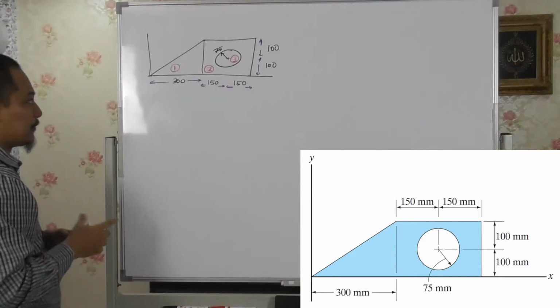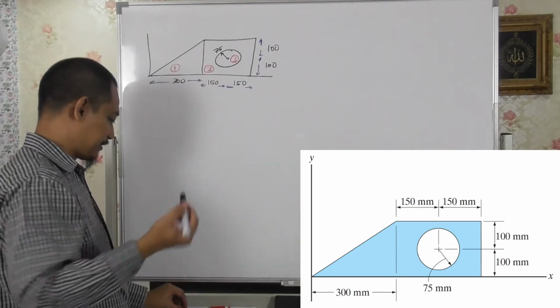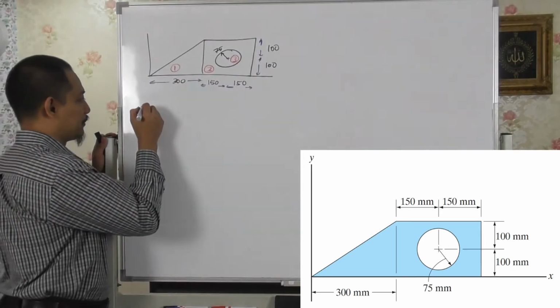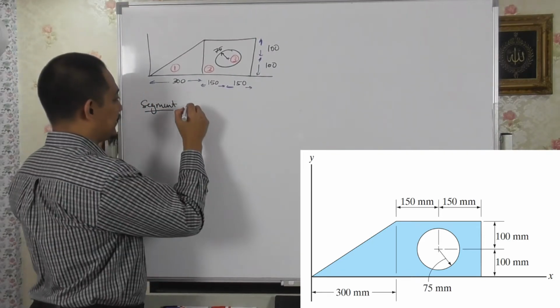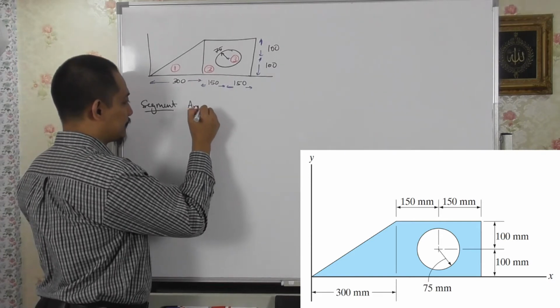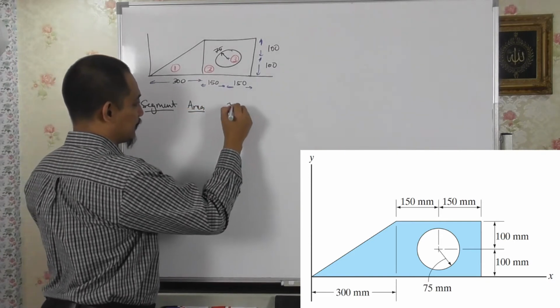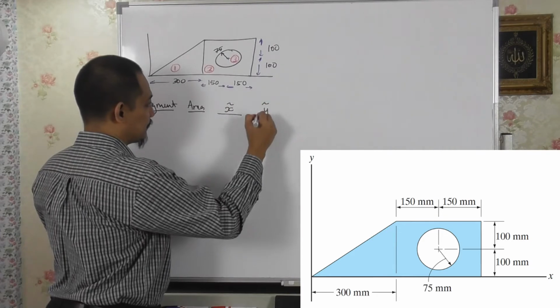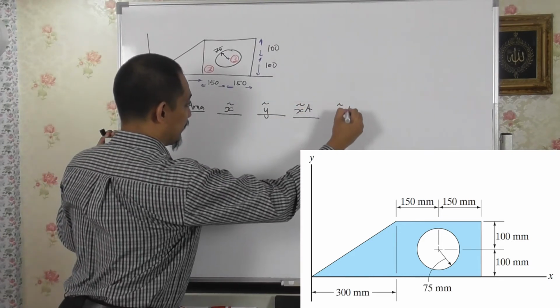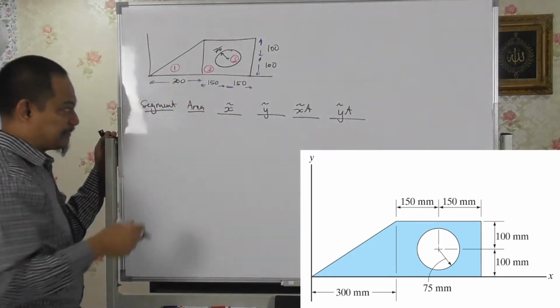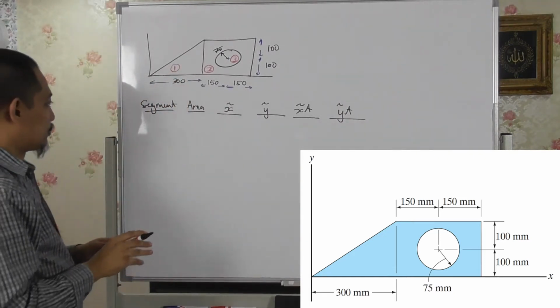All right. So how do we solve this? We just make the table and straight away calculate, right? So we have segment, and then you have the area, and then you have x wave, y wave. So x wave A, y wave A, right? So let's do it one by one.